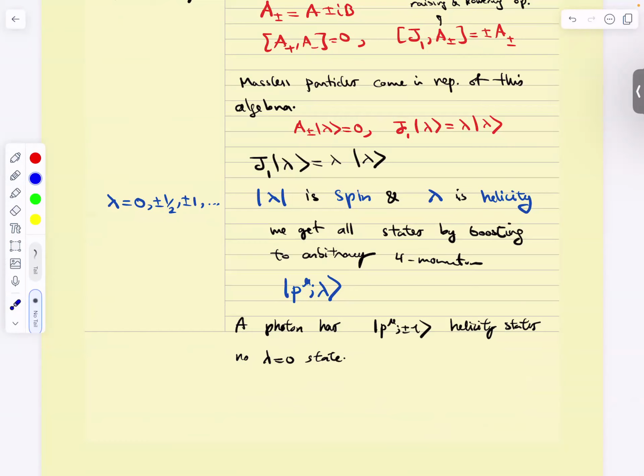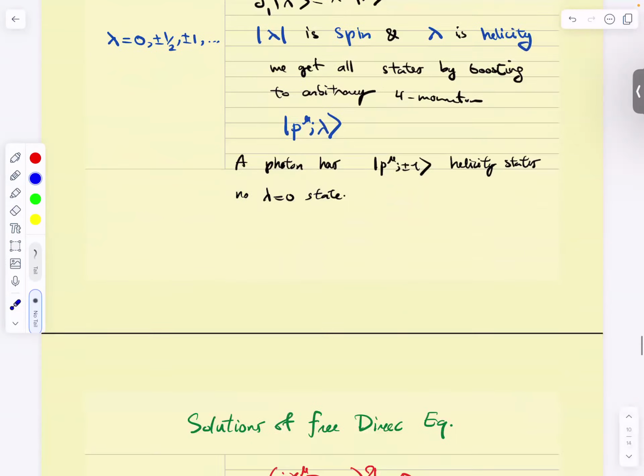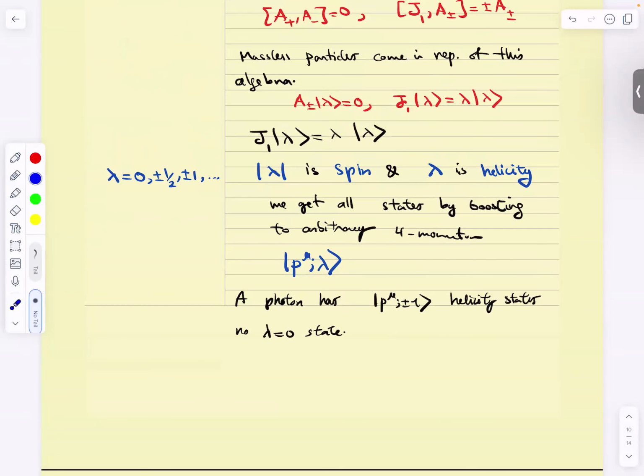A photon has helicity plus minus 1 and no lambda equals 0 states. At some point in this course, I'll explain the counting of the degrees of freedom of the photon in a very, very intuitive way. This is not how I understand it, and I will not be able to explain why. Maybe next time I teach this course, I'll try to explain it intuitively. I do not understand this statement, this language. Any questions?